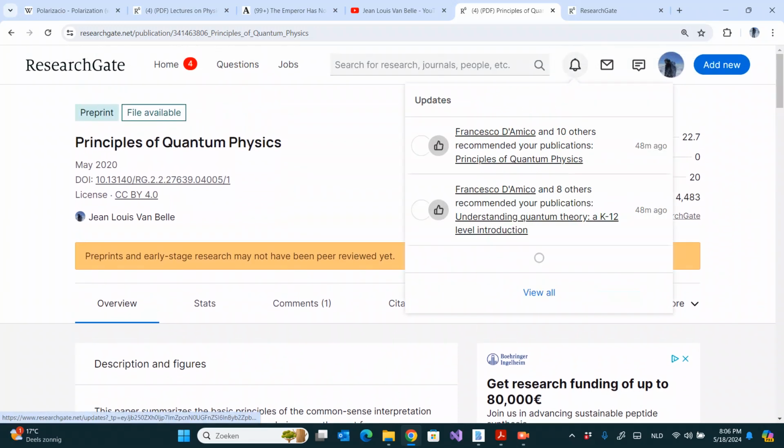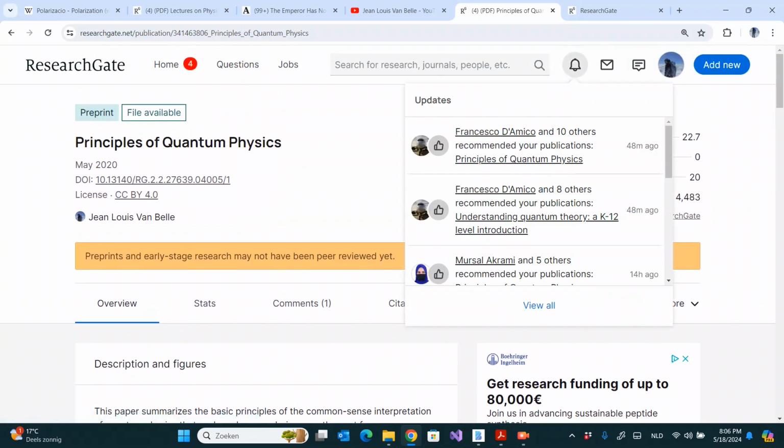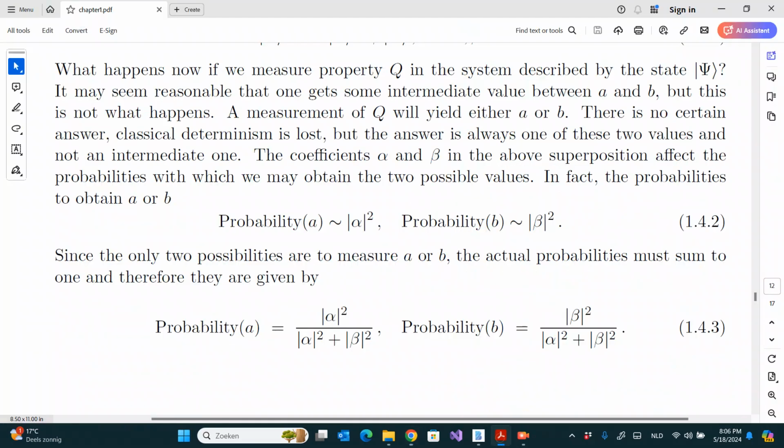By a lot of likes I got, I would say. Principle of quantum physics in my papers, a lot of people are recommending that now. I wrote something on understanding quantum theory, a K-12 level introduction. For the secondary school level, you don't need a lot of math to understand how beautiful it all is.